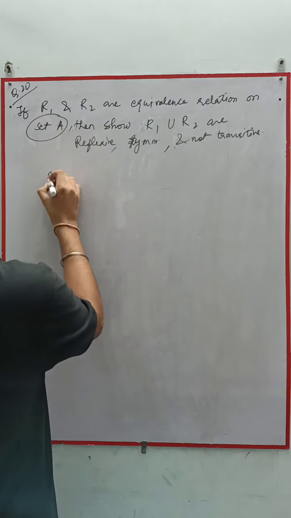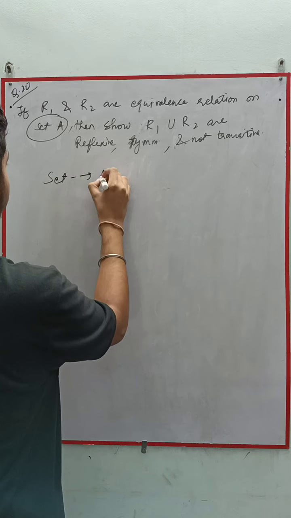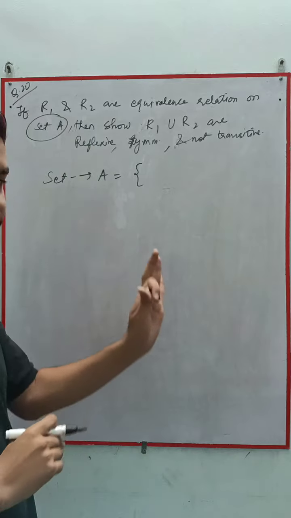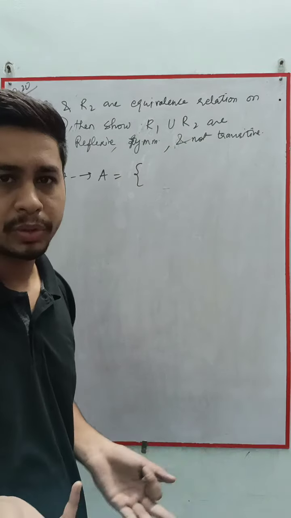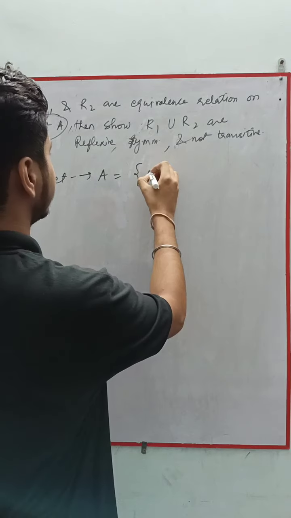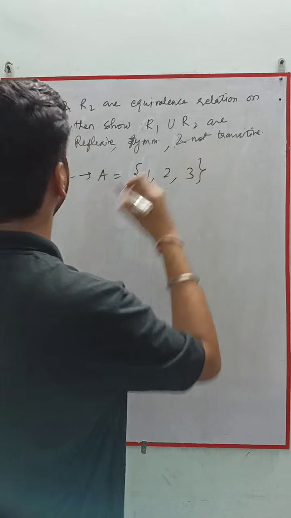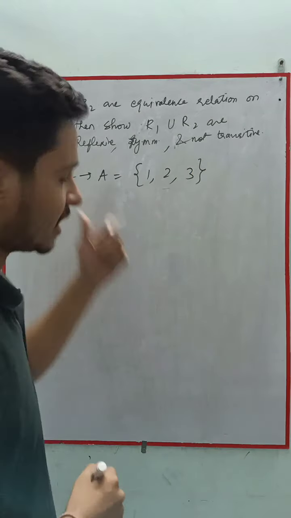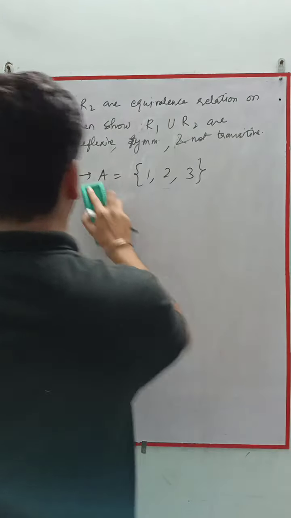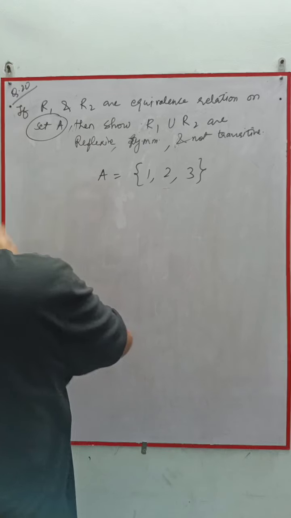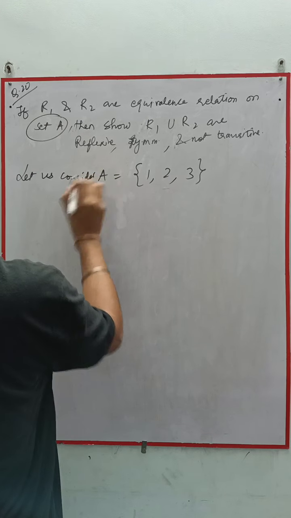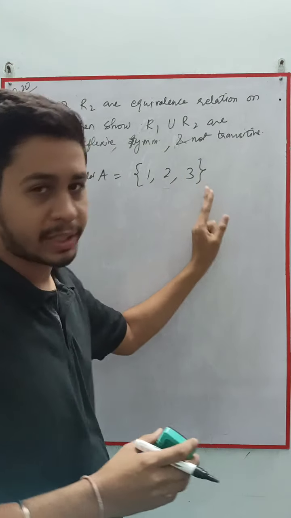Okay, so let me consider set A to be anything like X Y Z, A B C, 1 2 3, whatever you like. Okay, so let's take 1 2 3 because that is better for us. So please write here, let us consider A as 1 2 3.